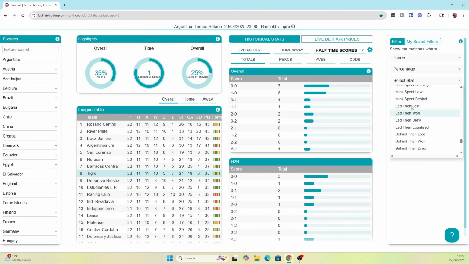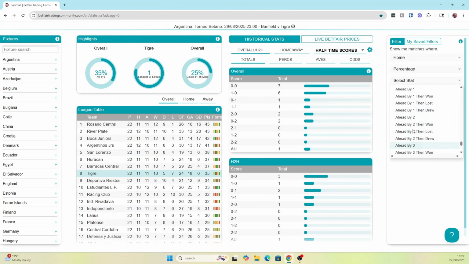Led then lost. Quite a good stat, actually, if you want to find teams that go ahead early and then struggle. Because let's say you get a team that scores first a lot of the time but doesn't win. Well, you can get into a good situation here because if they score first, their odds will come in. You can lay them and then potentially make a profit. Same with led then drew, led then equalised, led then won. So you've got all these options.